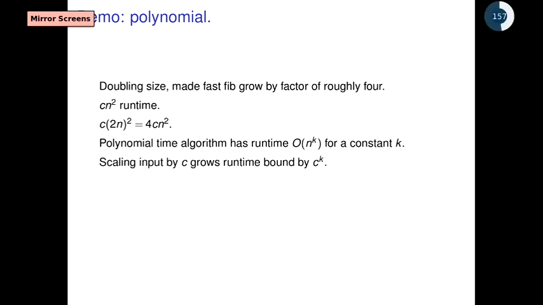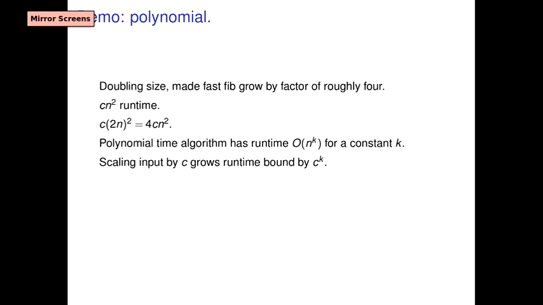Okay, so scaling the input by c. In general we care about polynomial time algorithms. We don't want the size of the problem n to be in the exponent. We want it to be the base, and we want the exponent to be some constant. N squared, n cubed, 1 would be linear. Okay, so scaling the input by c grows the running time by c to the k. Okay? Does that make sense? Right? This is exactly what happened here.